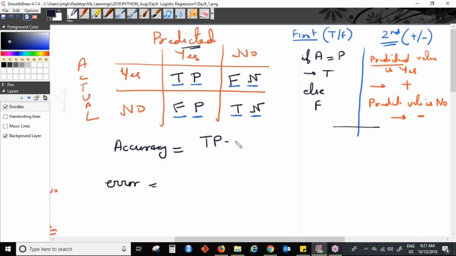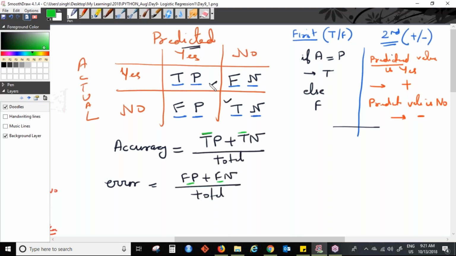So remember, in accuracy we are adding the true quantities. So this is true and this is true. In error we are adding false ones, false and false. Both false we are adding in error and both true we are adding in accuracy.